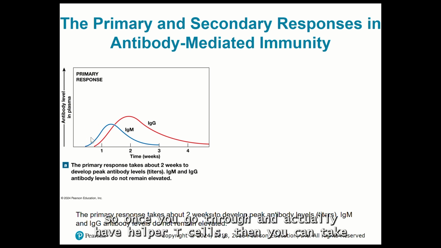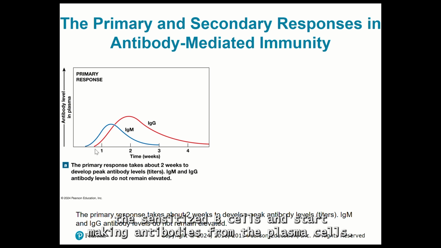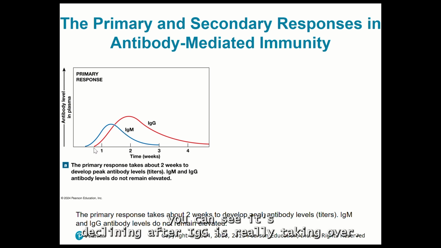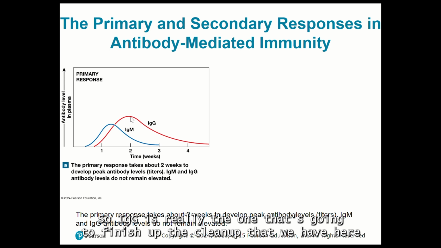So once you have helper T cells, then you can take the sensitized B cells and start making antibodies from the plasma cells. That's going to take some time. But you can see here IgM has started to be made. So we're making IgM, and then IgM is going to peak and then go downward. You can see it declining after IgG is really taking over. So IgG is really the one that's going to finish up the cleanup.